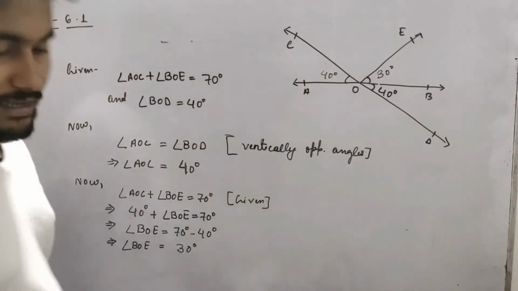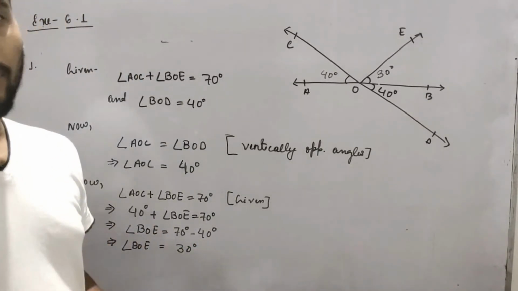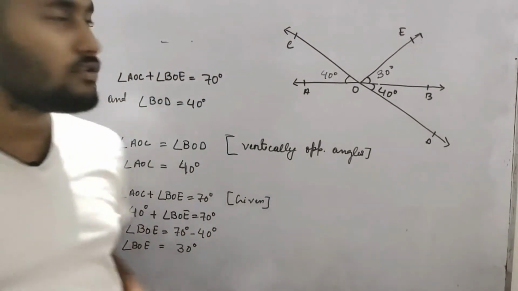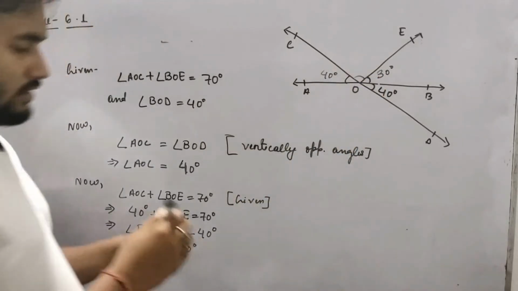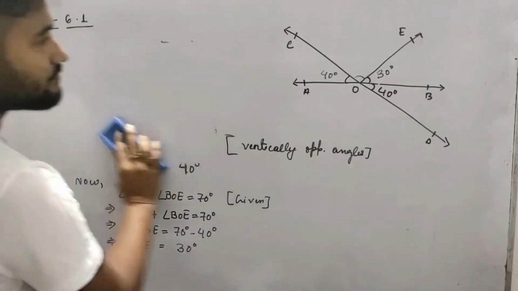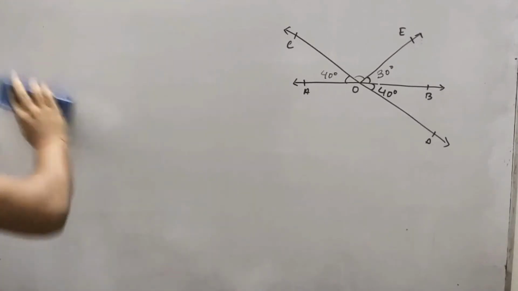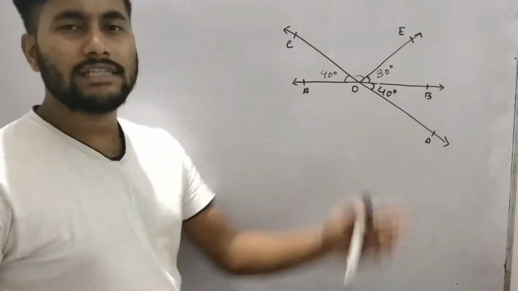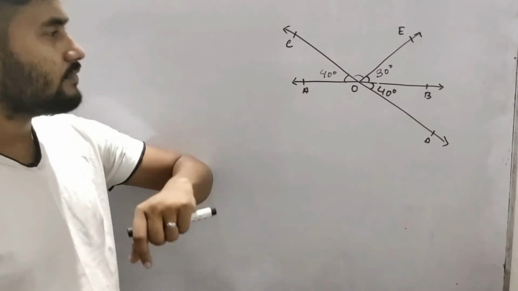So let us find reflex angle COE. Before finding reflex angle COE, we will find angle COE, because if we get COE, then 360 degrees minus COE is reflex COE. So this angle we need to find now. How will we find it? Again, it is totally up to your imagination.